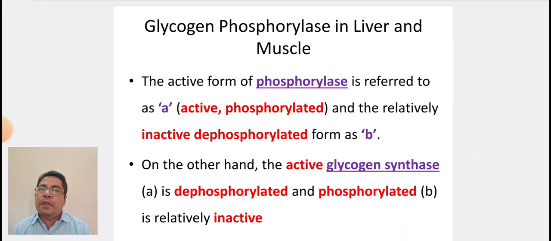The active form of phosphorylase is referred to as A, that is the active and phosphorylated form, and the relatively inactive dephosphorylated form is B. On the other hand, the active glycogen synthase is dephosphorylated and the phosphorylated form is relatively inactive.